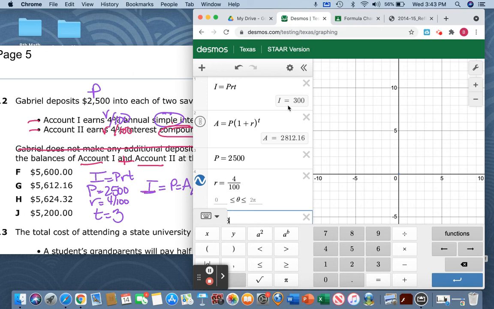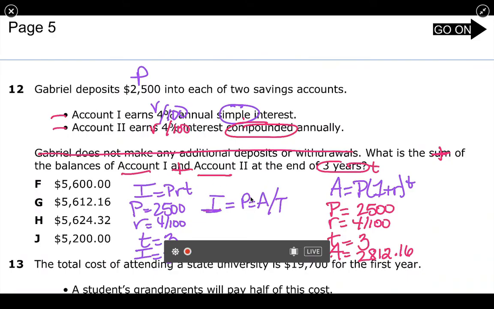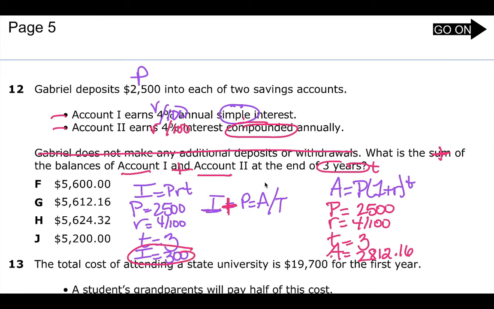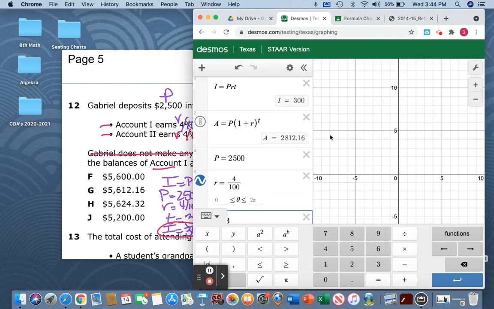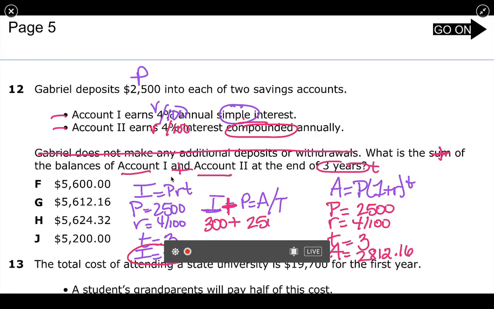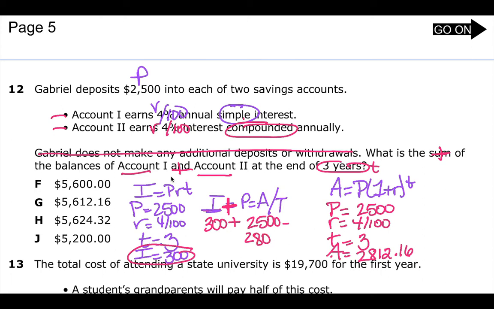So we got 300 for our simple interest. And then we got 2,812.16. Okay. And we have this one last step. I plus P. I equals, I accidentally erased the A and forgot. So that means 300 plus 2,500 is 2,800. I can do that one in my head.